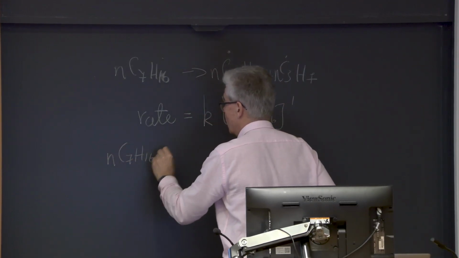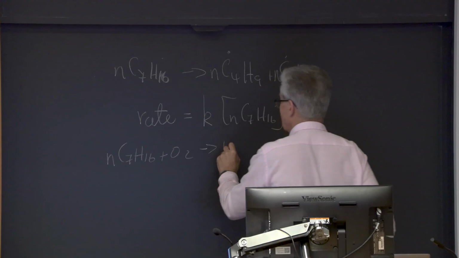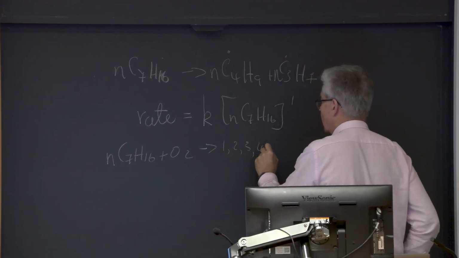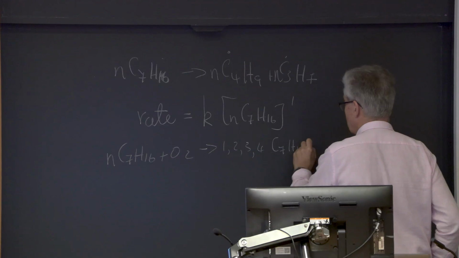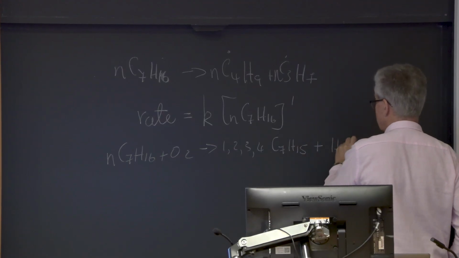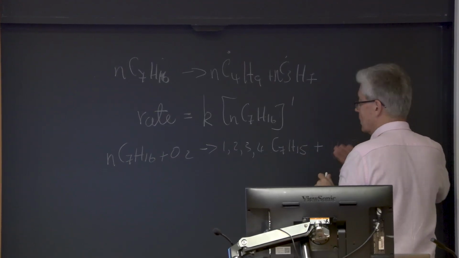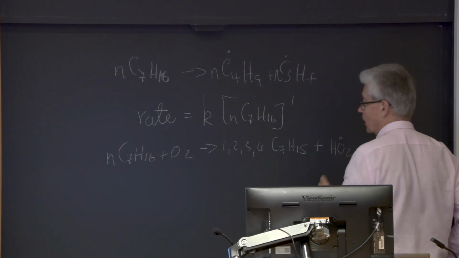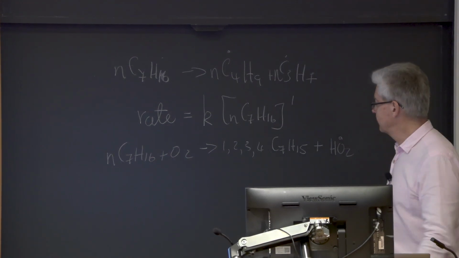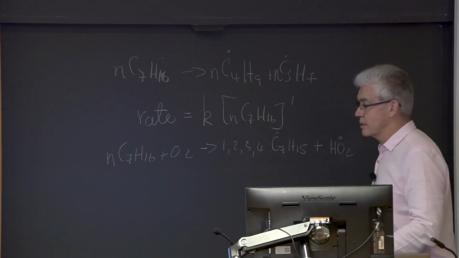Okay. So what about NC7H16 plus O2 gives C7H15 plus HO2? Okay, what about that one? What's the rate of this reaction?